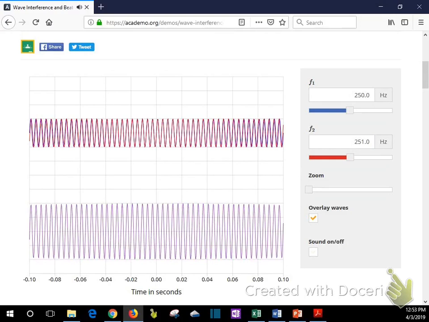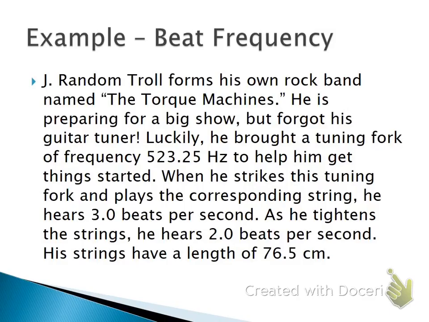The slower those beats come, the closer to being in tune with each other those two frequencies are. The faster they come, the more out of tune they are with each other. So given that, let's take a quick look at an example of this.